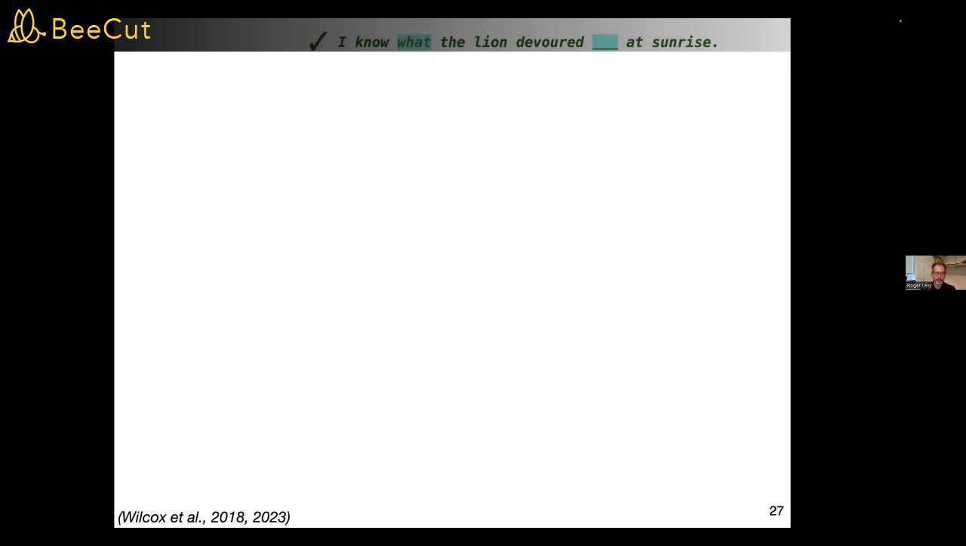Here's one example of how we've done this. Here's a grammatical sentence of English: I know what the lion devoured at sunrise. I'm highlighting two things in this sentence, the word what, and the lack of an object, a noun phrase, on its own after the word devoured. That lack of an object is the underscore, and these things are often called the filler and the gap. Ordinarily, the word devoured has to have an object next to it. This is a property of this particular word in English, a syntactic property.